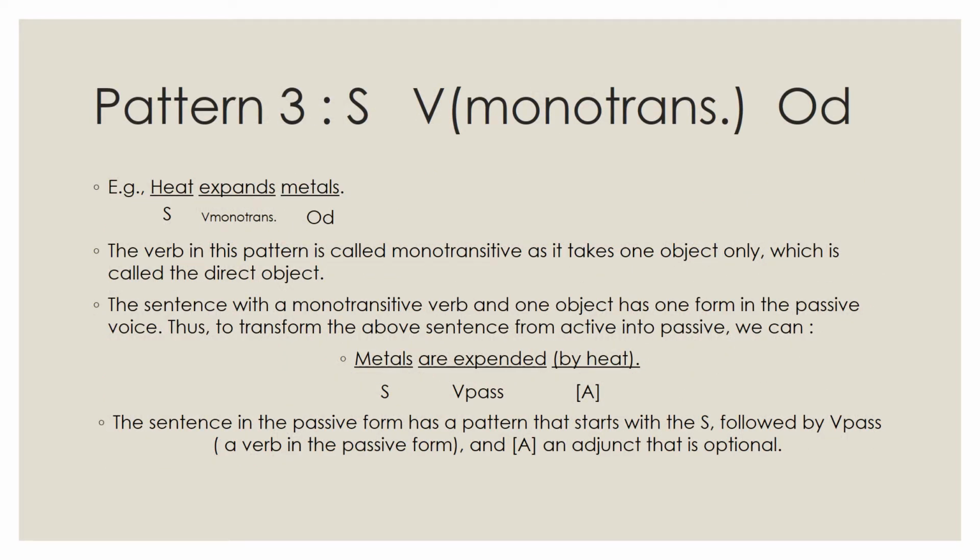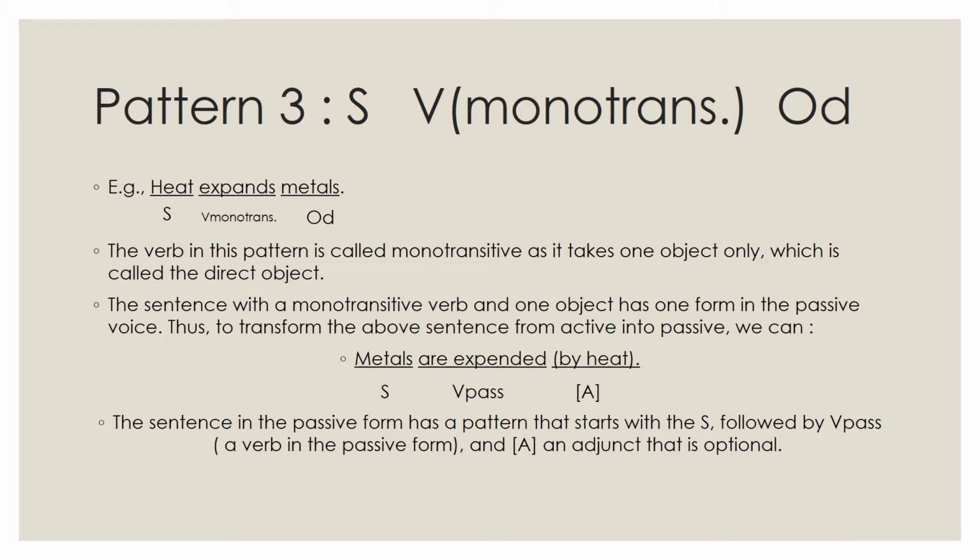So we are going to start with pattern 3. A sentence that belongs to pattern 3 has this structure: subject, monotransitive verb, direct object. For example, you have this sentence: heat expands metals. Of course, any sentence in English starts with a subject, followed by a verb.